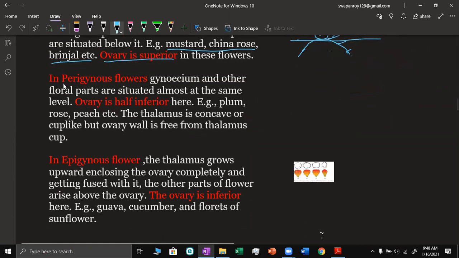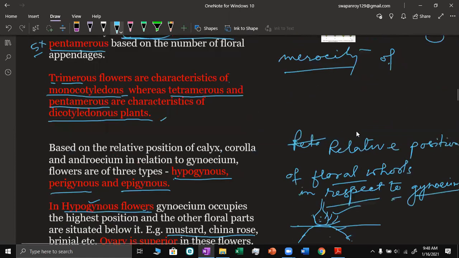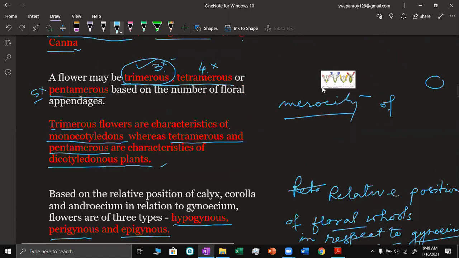Mustard, China rose, brinjal, all are hypogynous flowers. Then there is the perigynous flower. In perigynous, peri means around the gynoecium. The thalamus is slightly saucer-shaped or cup-shaped.